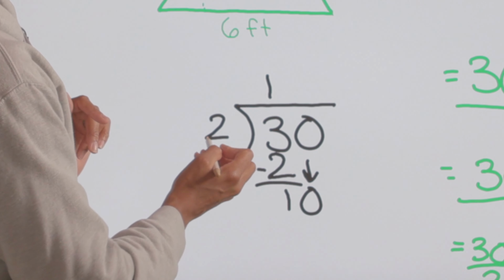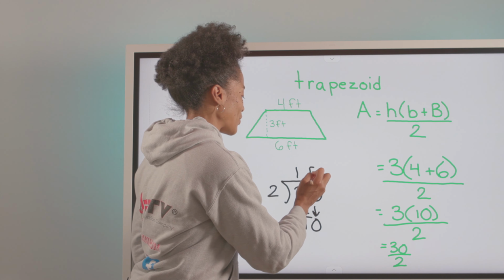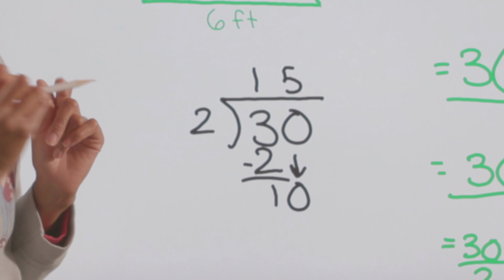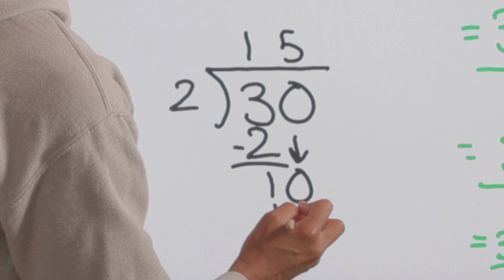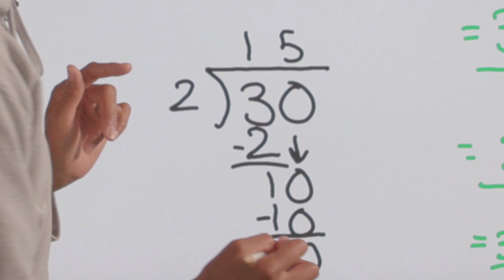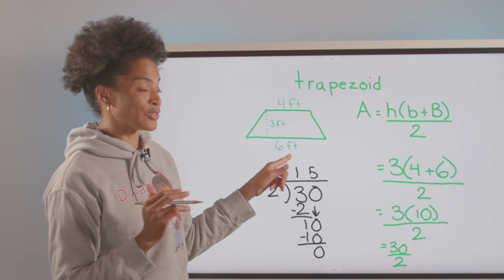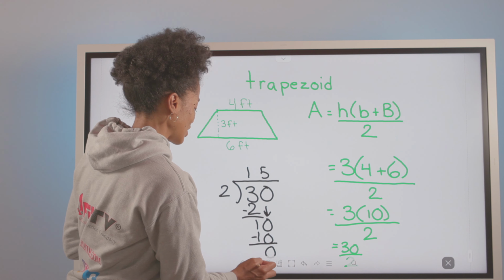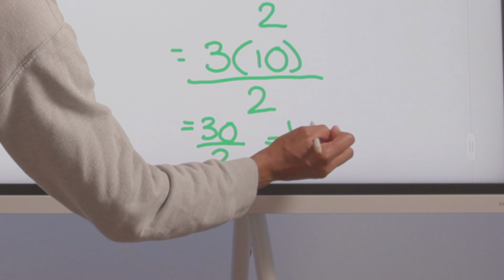Divide. 10 divided by 2 gives me 5. Put the number on the top, multiply. 5 times 2 gives me 10. Put the number on the bottom, subtract. I get 0. Nothing left to bring down. Final answer is 15. So 30 divided by 2 gives us a final answer of 15.